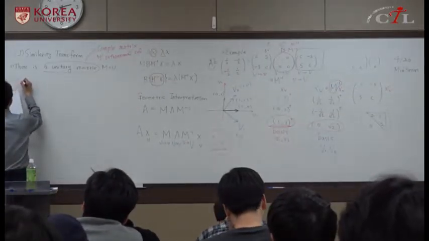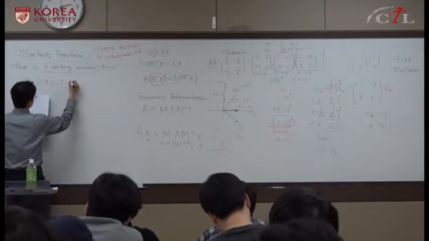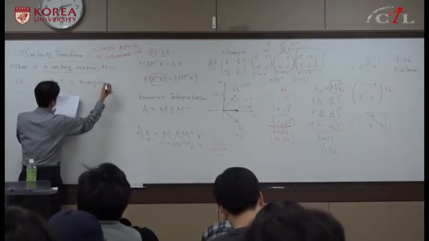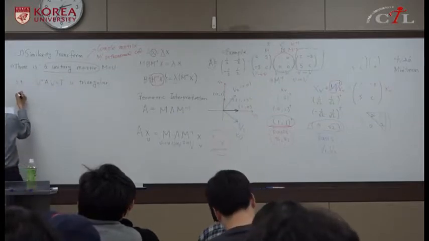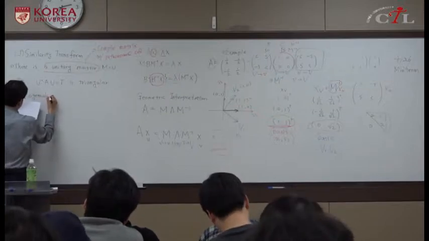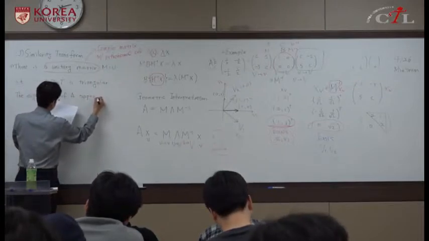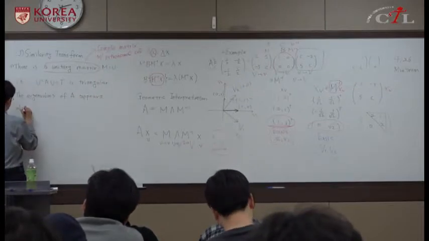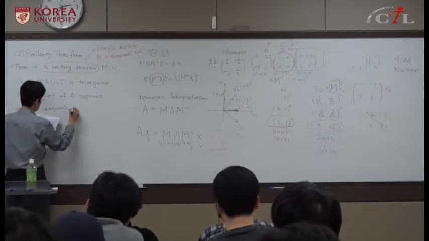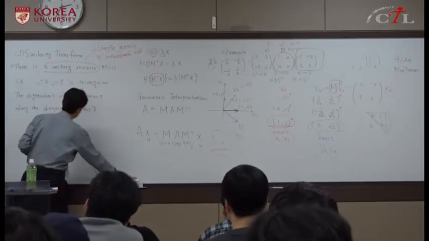such that U inverse AU equal to T is triangular. Then the eigenvalues of A appear along the diagonal of this T. Let me say of T.